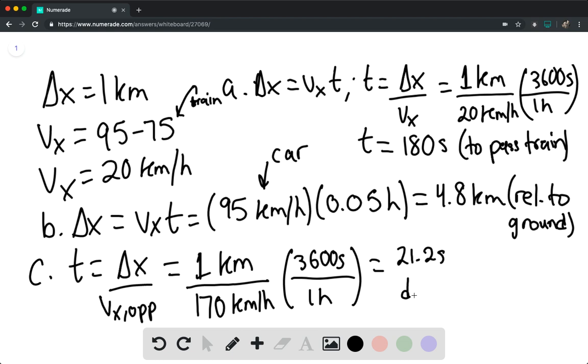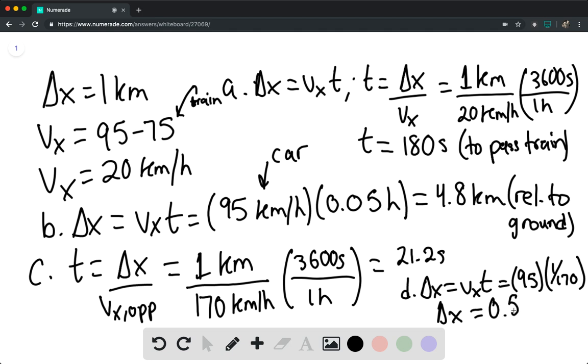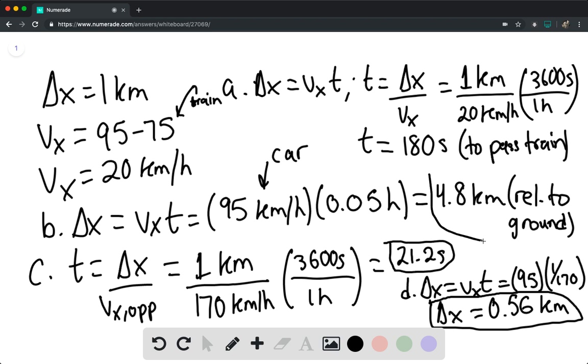And then for part D, we're simply doing delta x equals Vx t, or simply just 95 times 1 over 170 hours, essentially. So delta x for part D would equal 0.56 kilometers. So that would be the distance the car travels relative to the ground if the train and the car were traveling in opposite directions. So this would be your answer for C. This would be your answer for B. And this would be your answer for A.